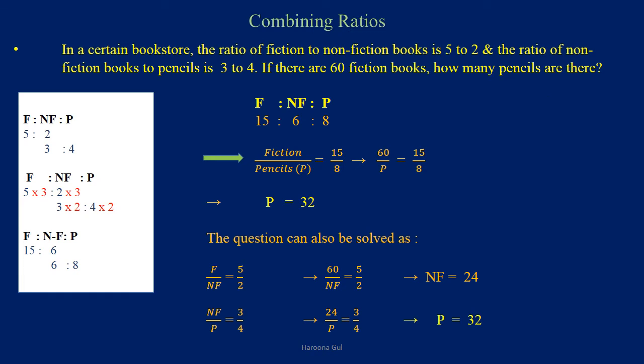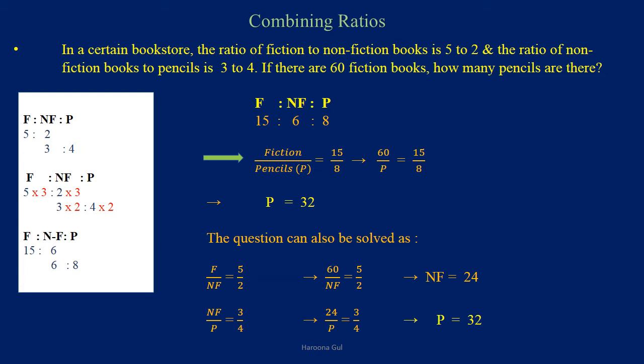We will now discuss how to combine ratios, and this can be understood with the help of a question that says that in a certain bookstore the ratio of fiction to non-fiction books is 5:2 and the ratio of non-fiction books to pencils is 3:4. If there are 60 fiction books, how many pencils are there?